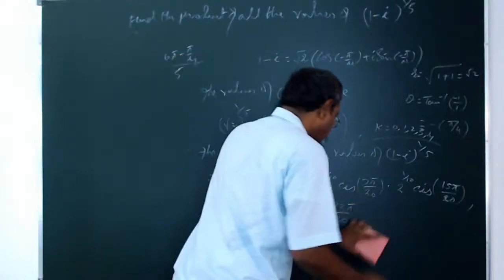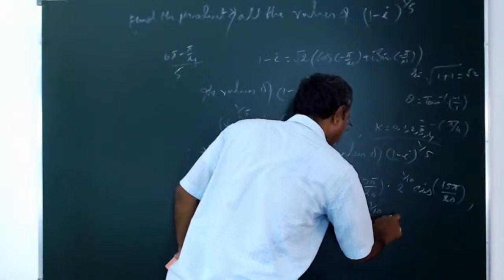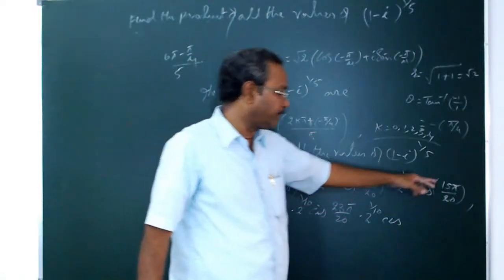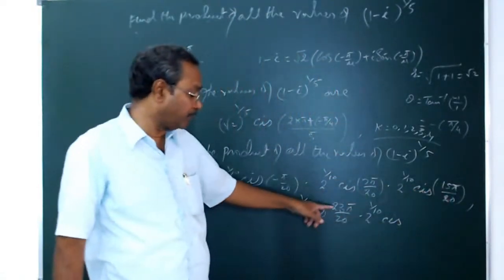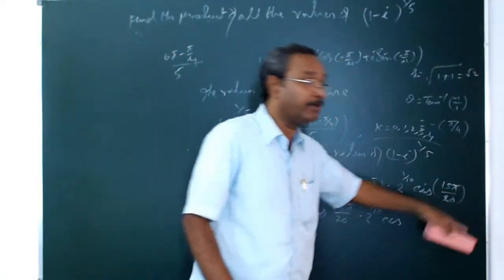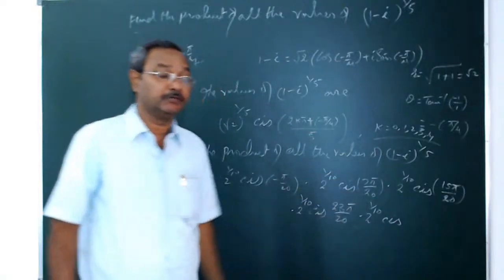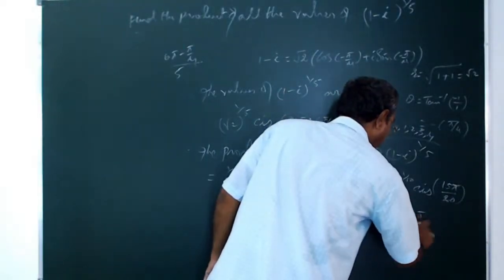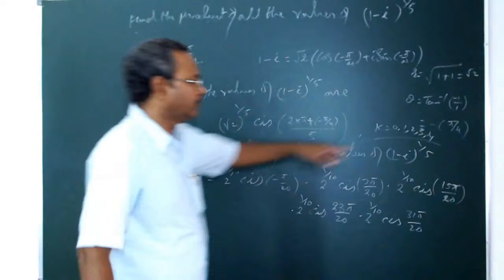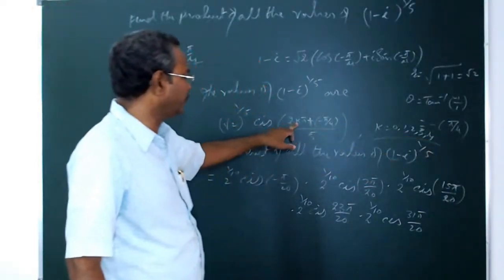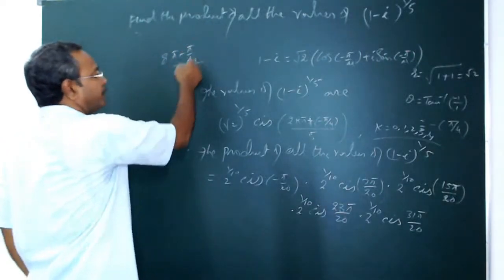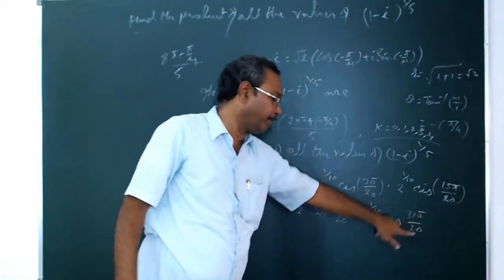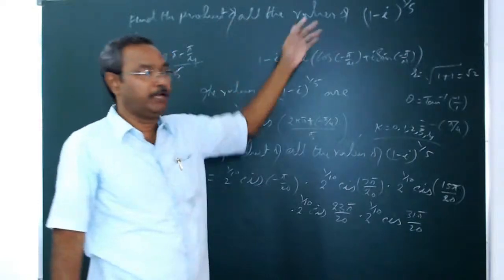And finally, the last one is 2 to the power of 1 by 10 into cis 7 pi by 20 plus 8 pi by 20, which is 15 pi by 20, plus 8 pi by 20, that is 23 pi by 20, plus 8 pi by 20, that is 31 pi by 20. Alternatively, that corresponds to k is equal to 4. So 2 into 4, that is 8 pi minus pi by 4, by 5. 4 into 8, 32 minus 1, 31 pi by 20. So this is the product of all the values.